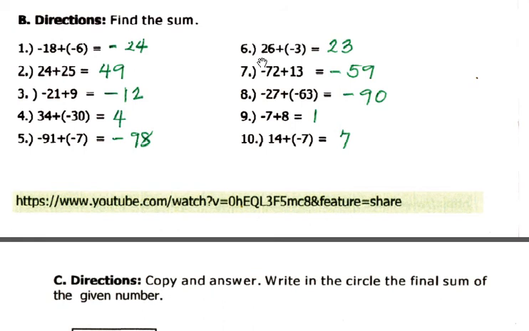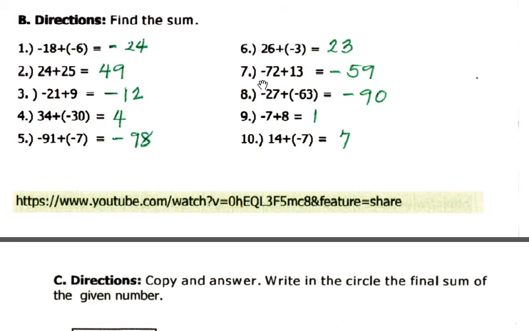Here, 26 plus -3, different in signs, so we subtract the two numbers. 26 minus 3, that's 23, and we copy the sign of the bigger number. In this case, 26 is bigger than 3, and the sign of 26 is positive. So the answer is +23.